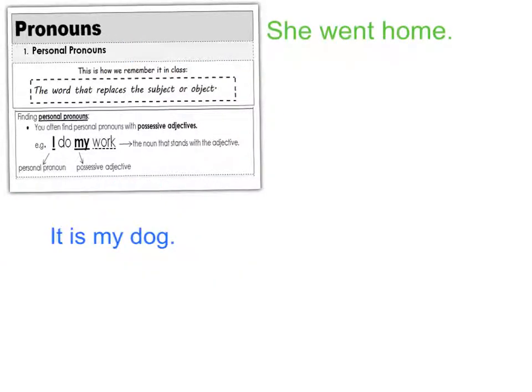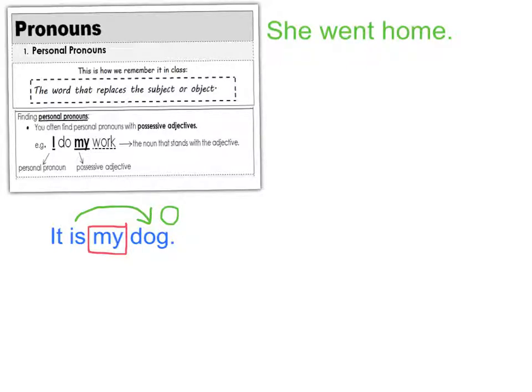It is my dog. Let's find the verb. In this case, is is the verb. What is? It is. It is the subject. And we can see that the subject is a pronoun, so we know it is a personal pronoun. But let's have a look at the word my. When we ask ourselves who is the person or the thing receiving the action, it is dog. Dog is the object. But my is also a pronoun, so what kind of a pronoun would my be?